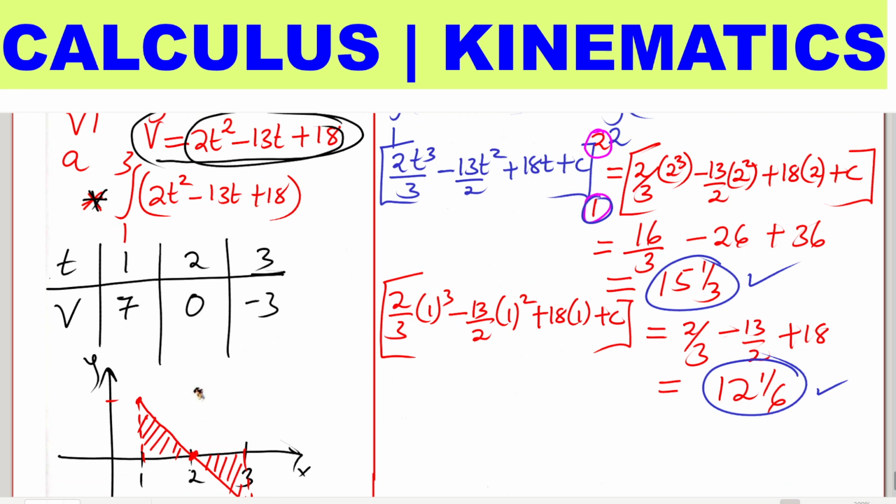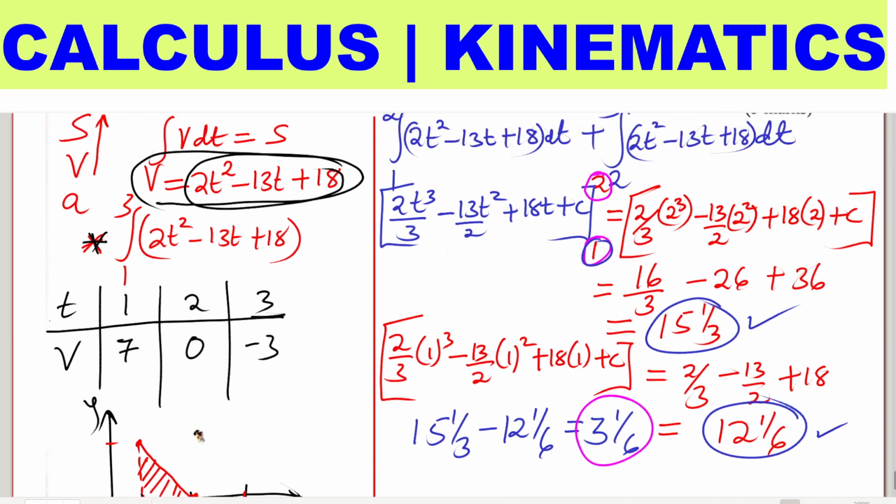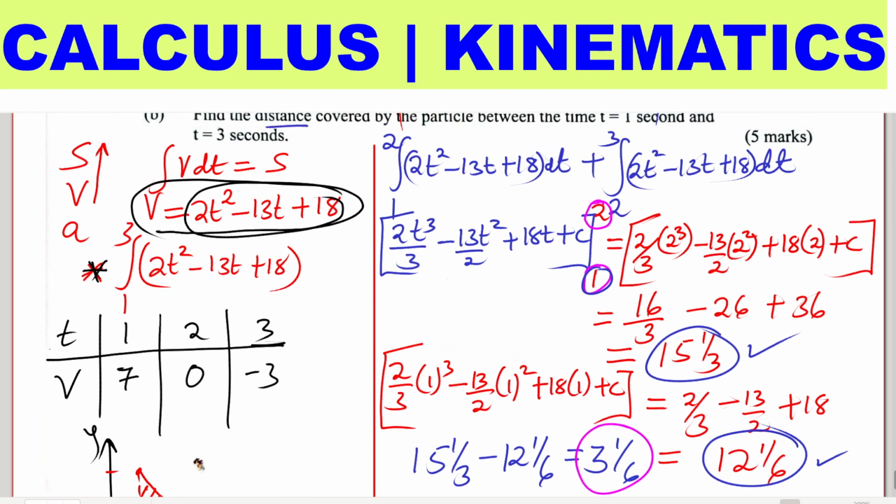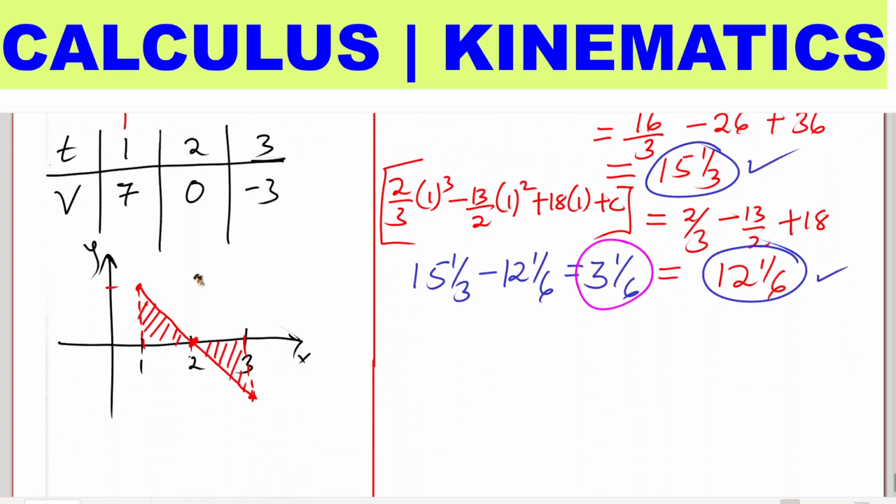So now to get the area between 1 and 2, you take 15 and 1 third minus 12 and 1 over 6. And this will give 3 and 1 over 6. Hold on to this one. Now this 3 and 1 over 6 is the area, or the distance, from 1 to 2. Now we need to get from 2 to 3.